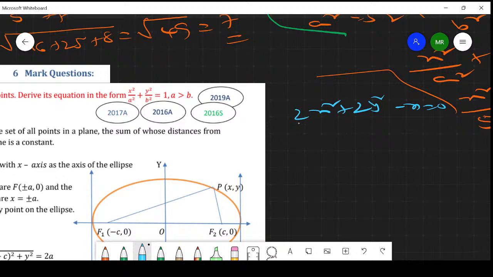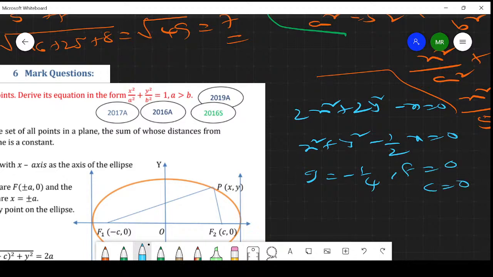Here you divide the entire equation by 2, because in the standard equation the coefficient of x square is equal to the coefficient of y square, which is equal to 1. This will become x square plus y square minus 1 by 2 x equal to 0. You should divide this, you understood? You should divide, then you should solve the problem. Then if you compare, here you can see the x coefficient. If we compare with the standard equation, we get g is equal to minus 1 by 4. There is no y coefficient, so f is 0, and c is 0. If we compare with the standard equation, the x coefficient is called g.